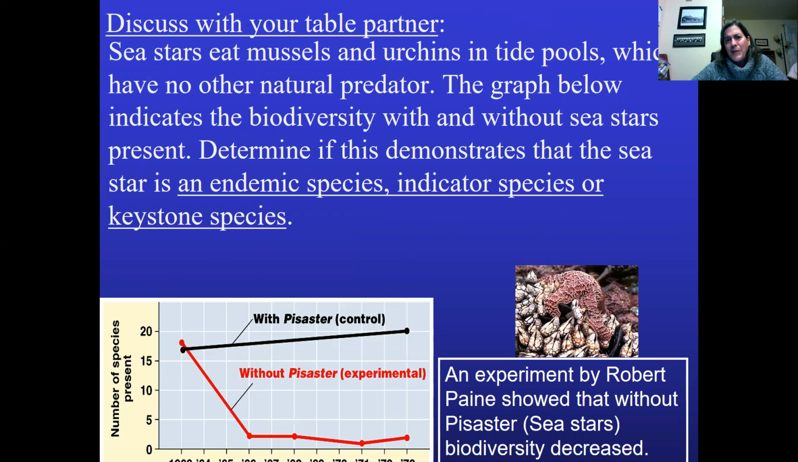We're not going to discuss this with your table partners, but sea stars are another one, and they eat mussels and urchins in the tide pools. If you look at the little graph at the bottom, it looks like it's a little cut off. But if you take the sea star out, the Pisaster, that's I guess the official name, the number of species present declines. What was really serious was that a few years ago there was a sea star wasting syndrome. And I live in West Seattle. I used to go to the tide pools.